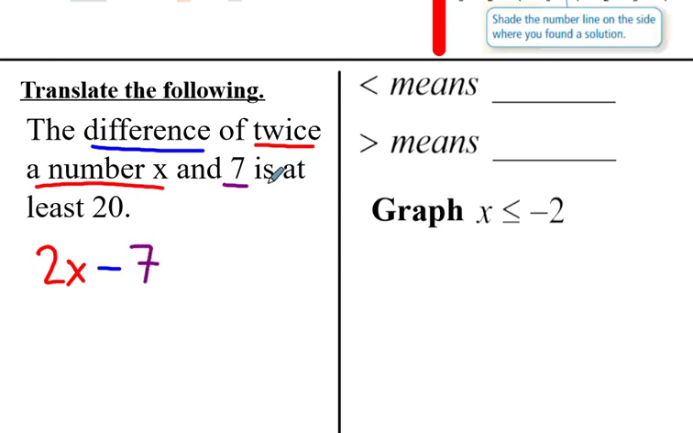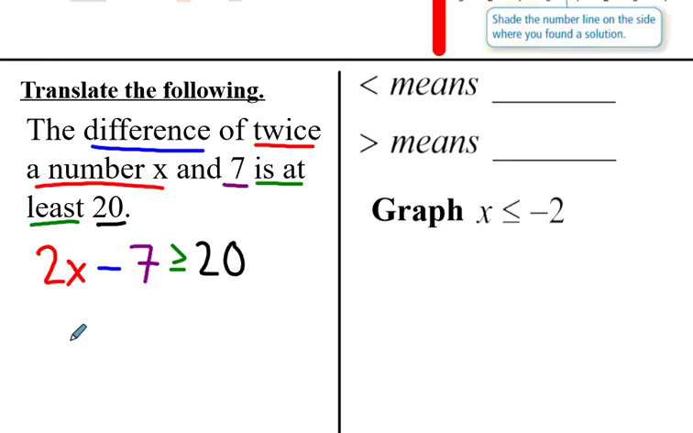Then they say is at least. At least. If I tell you you need to make at least $30 running a lemonade stand, that'd be 30 or more. So at least means greater than or equal to, and the last part is the number 20. And there would be our answer. So the answer is 2x minus 7 is greater than or equal to 20. That's what the translation would look like.